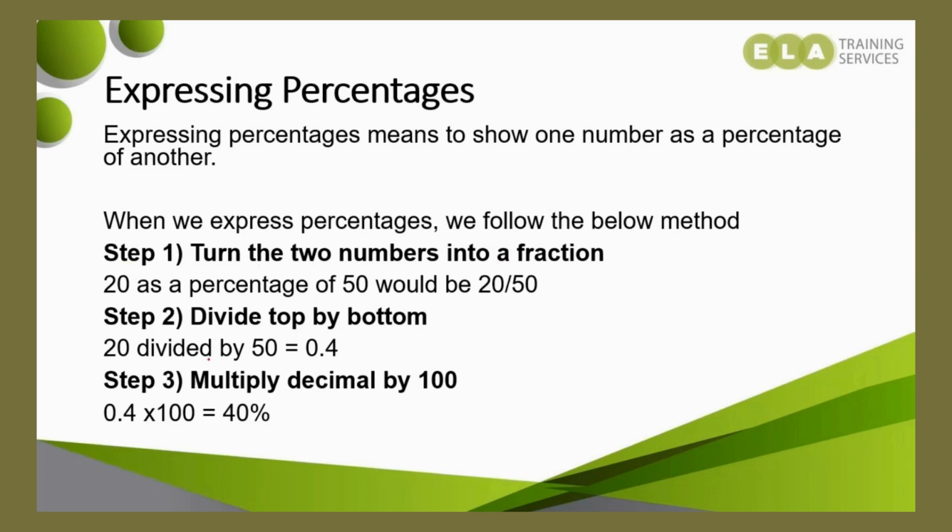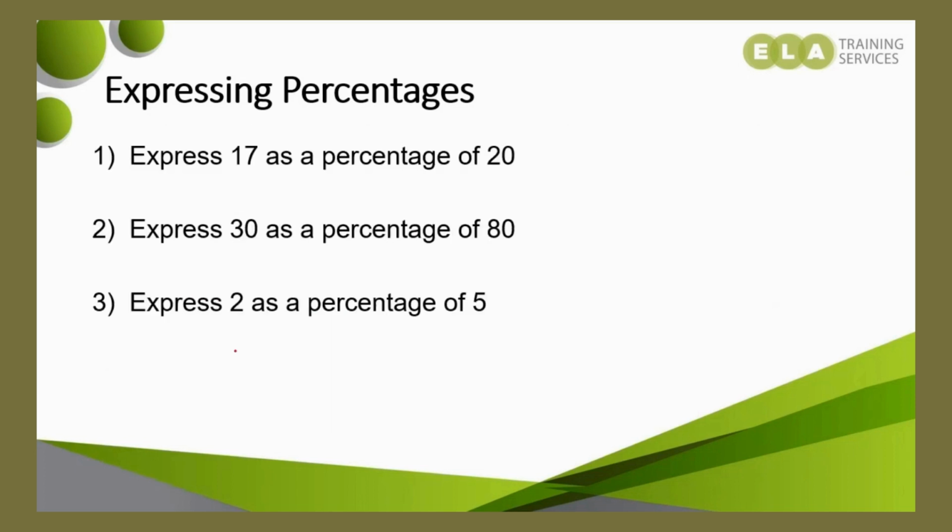We then divide the top by the bottom. So 20 divided by 50 would give us a decimal of 0.4. And then we multiply that decimal by 100. So 20 is 40% of 50. So I'll show you that again.